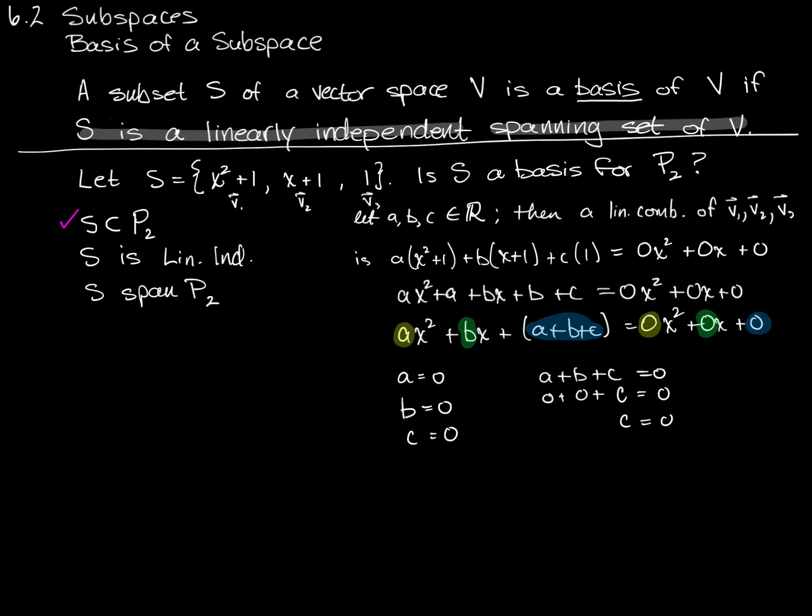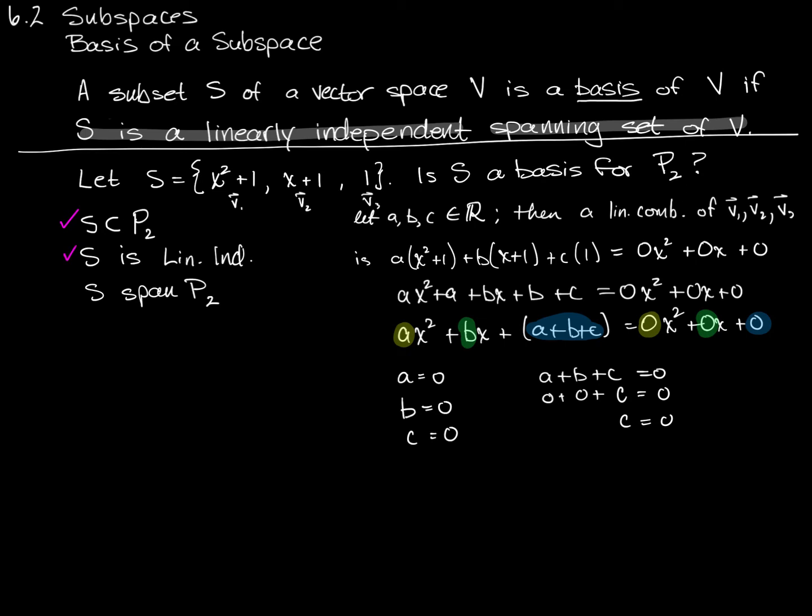What are a, b, and c? They have to be 0. Therefore, this is the trivial solution. It's the only solution, and that tells me that the vectors in that space are linearly independent. Now, lastly, do these three vectors span the space of P2?